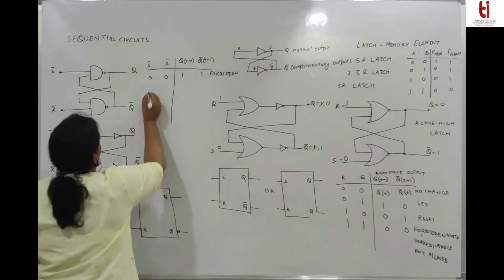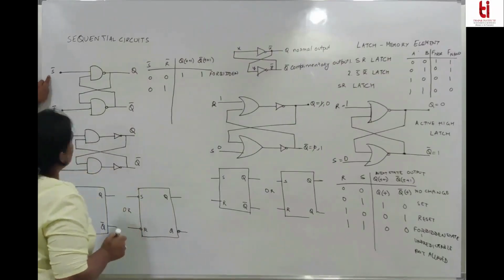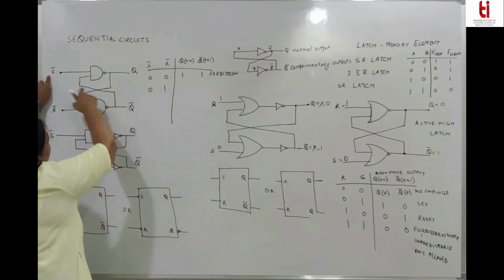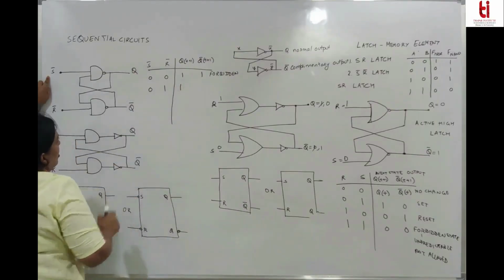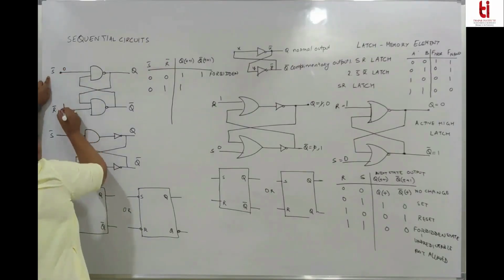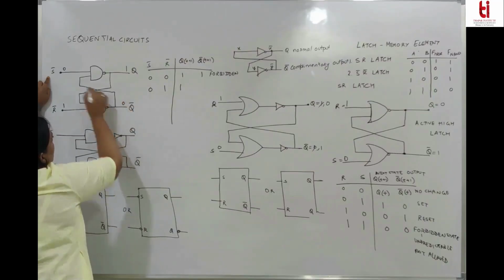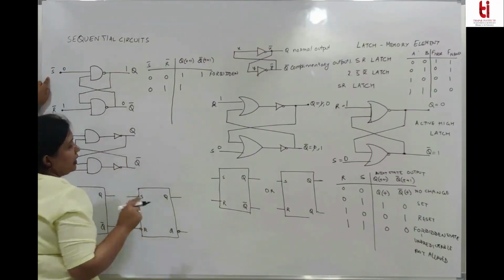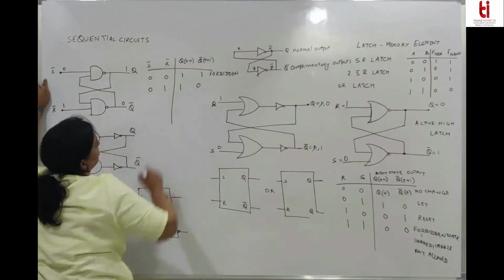Then S bar is 0, R bar is 1. When S bar is 0, if any of the inputs is 0, this is going to be 1. If this is 1, S bar is 0, R bar is 1, this is going to be 1, so 1, 1 will give you 0. 0, 0 will give you 1. So at the end it will settle down to 1 and 0.